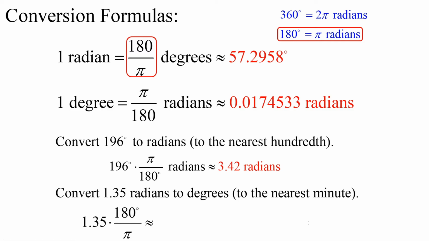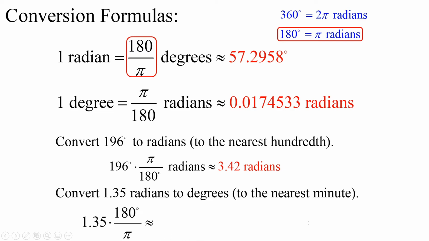Now let's punch that one out. So 1.35 times 180 divided by pi. Boy, it's been a long time since I hit pi on my calculator. Where is it? There it is. Okay. And I am getting 77. And what do they want to the nearest minute?